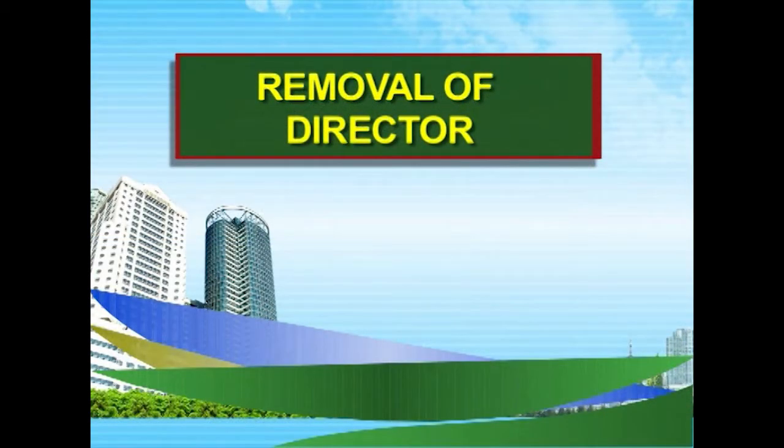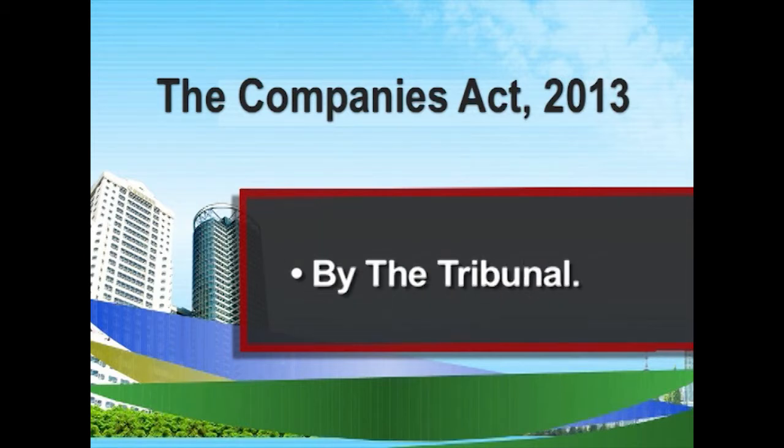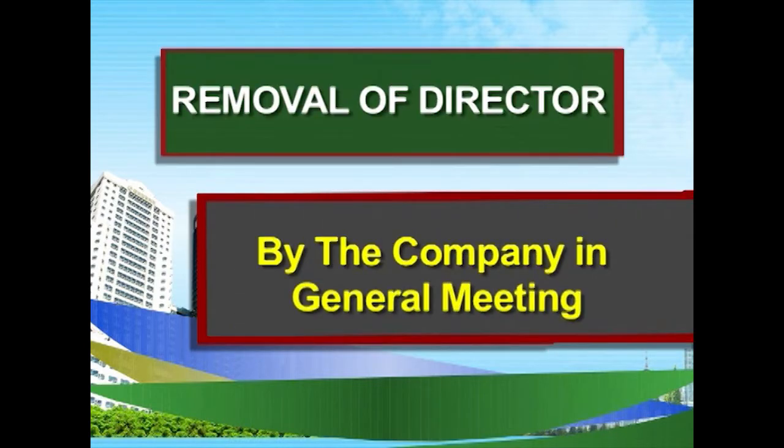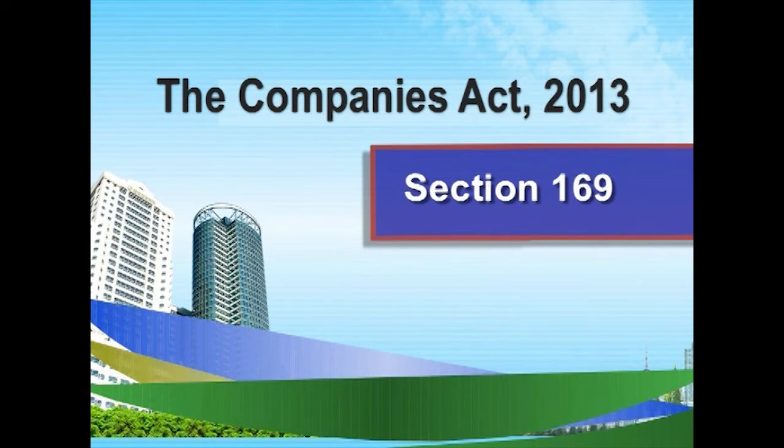Removal of director. A director may be removed from office by the following: by the company in general meeting, by the tribunal. By the company in general meeting: Section 169 of the Act provides that a company may, by a special notice and by passing an ordinary resolution, remove a director before the expiration of his period of office.